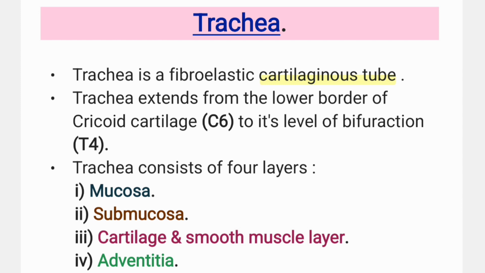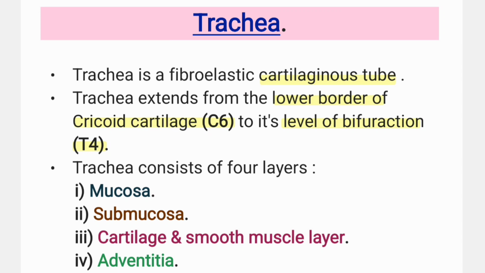The trachea extends from the lower border of the cricoid cartilage, that is the C6 vertebra, to its level of bifurcation, that is T4, or if we want to be more specific, the lower border of the T4 vertebra. So the trachea starts from the lower border of the cricoid cartilage at C6 and bifurcates into the primary bronchi at the lower level of T4 vertebra.